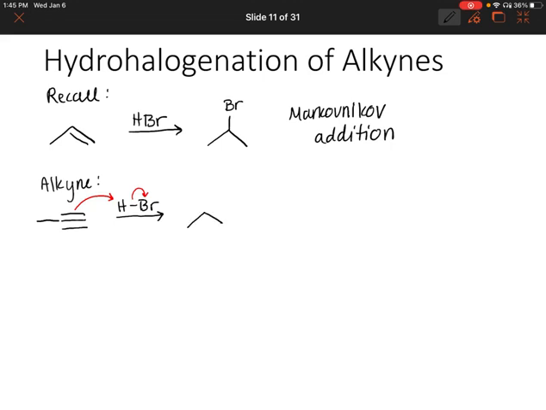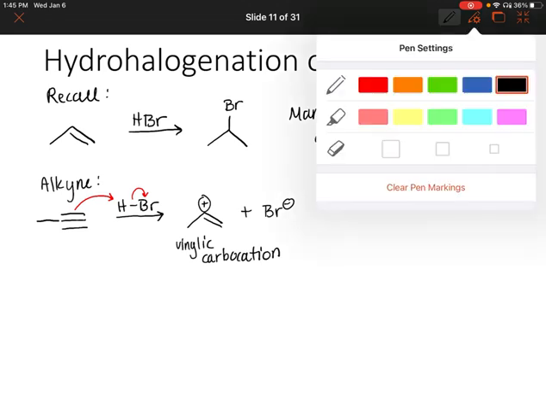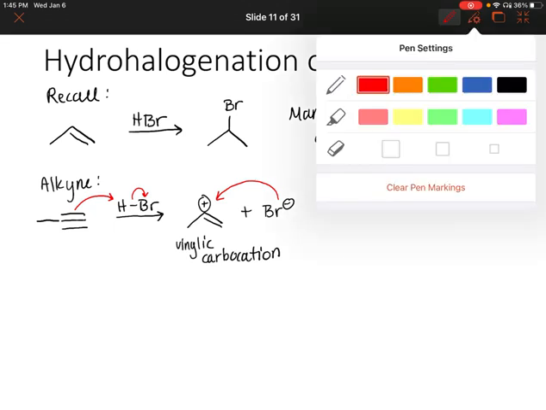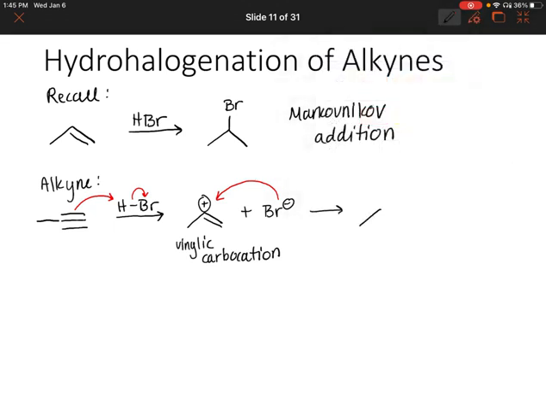So then we might assume that we end up with hydrogen adding to the less substituted carbon, and then we'll have a positive charge on the more substituted carbon. And this is actually called a vinylic carbocation. Okay, so then in the next step, we might assume that the leftover bromide ion comes in and bonds to that positive carbon, and then we get our final product, which is an alkene, and then bromine is bonded to the more substituted carbon.